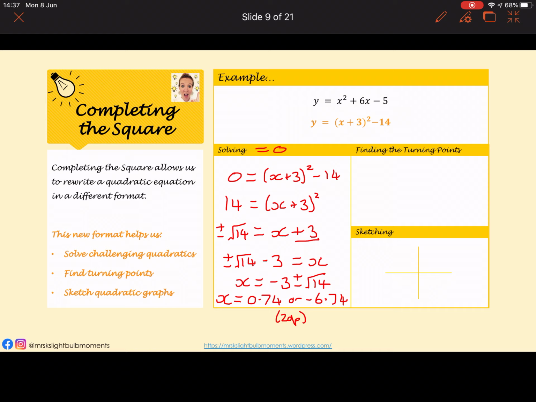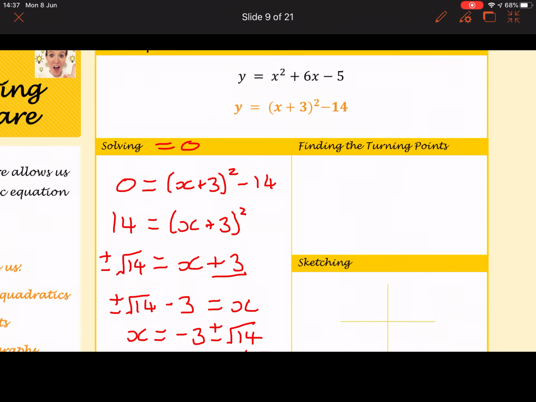It's exactly the same. We're solving, we're finding those roots, but it's just a different method. We're using completing the square. It's actually a lot easier than plugging it into the whole formula, especially if you've already got the square completed. Super. Now let's look at finding the turning points.